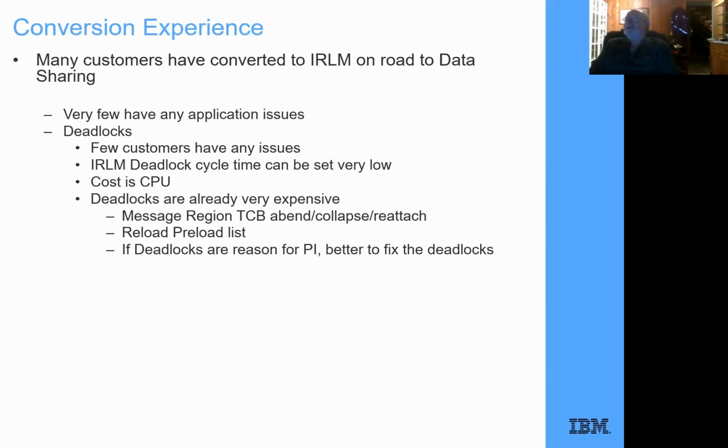Deadlocks are already pretty expensive. When a deadlock happens, the 777 abend takes down the program controller TCB in the message region. It collapses, it has to reattach, has to go through and reload the non-reentrant preload list. This is an expensive process, and the message region is out of service while that happens. If the reason you're running PI is because you have a lot of deadlocks, generally speaking, you're better off to fix the deadlocks. They have a cost even in PI.